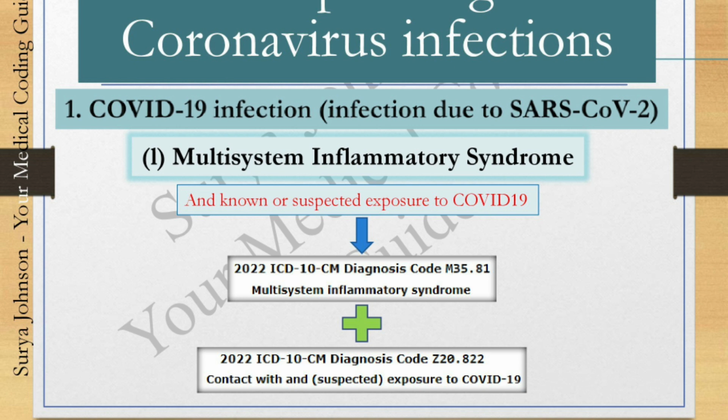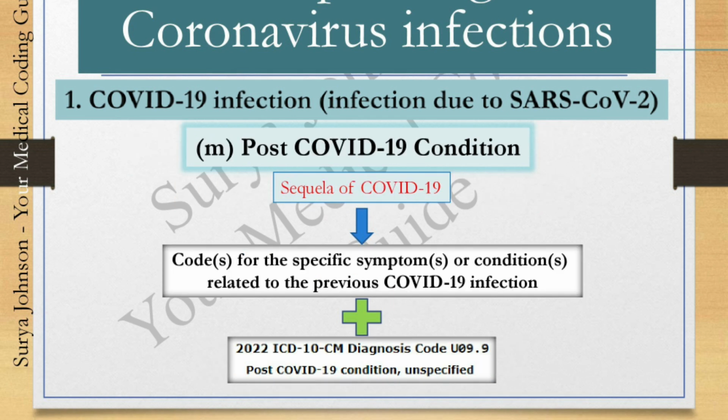So you'll be coding MIS as the principal one, followed by the contact or suspected exposure to COVID-19 infection. So the next one, under the coronavirus COVID-19 infection, M, post-COVID-19 conditions. So what is post-COVID-19 conditions? It means the patient previously infected with COVID-19 or tested as positive COVID-19 has developed a condition, but the COVID-19 result has been changed to negative after several tests.